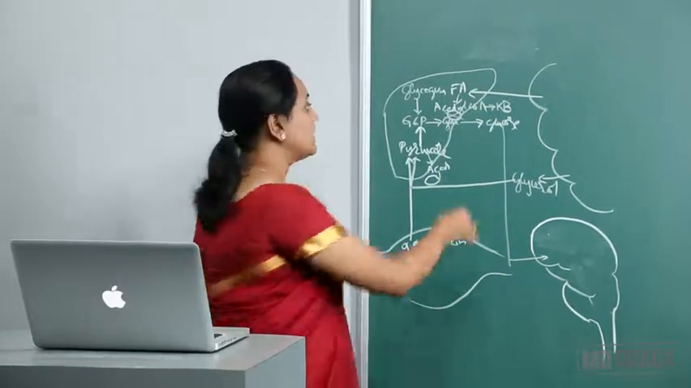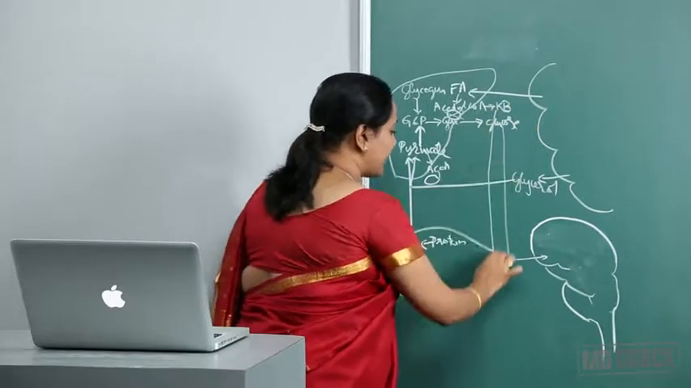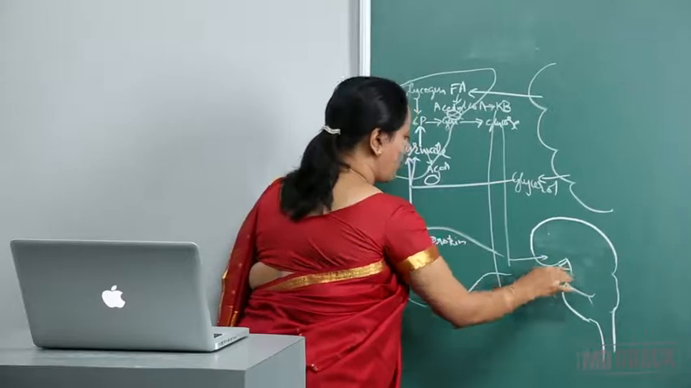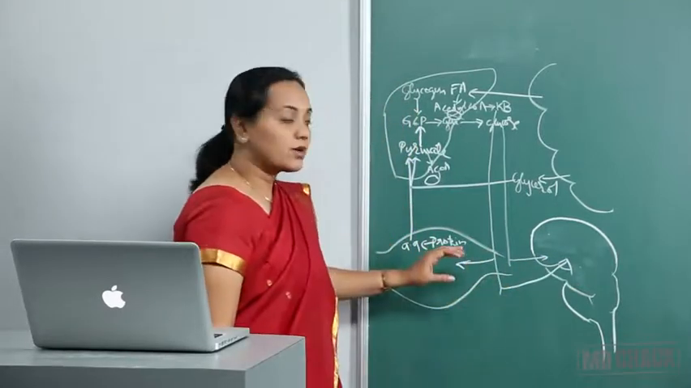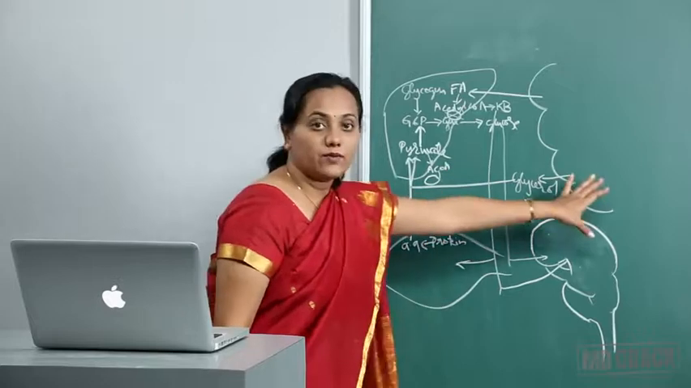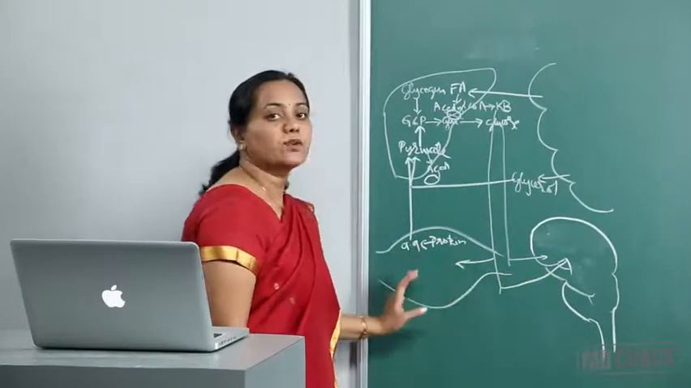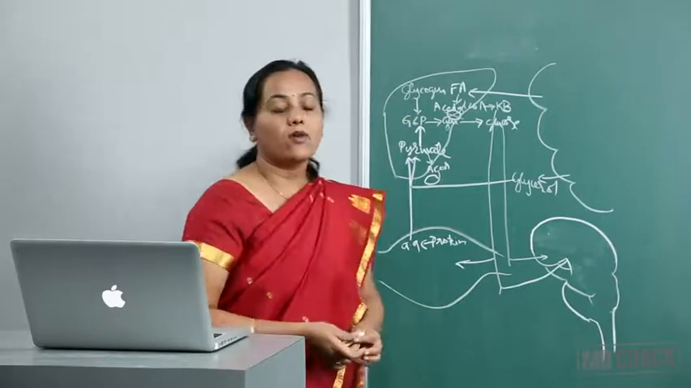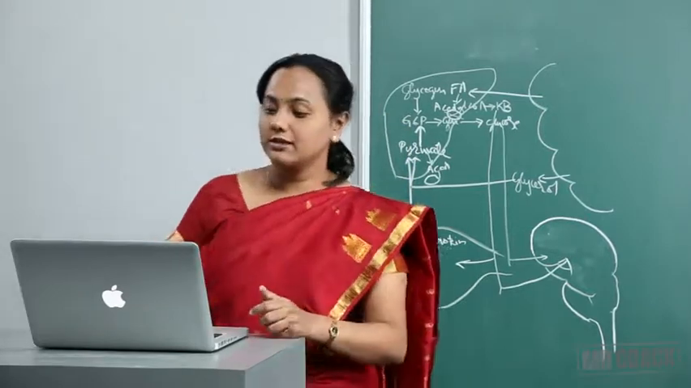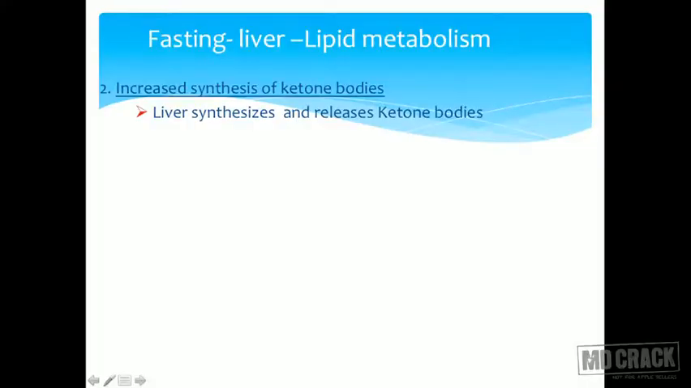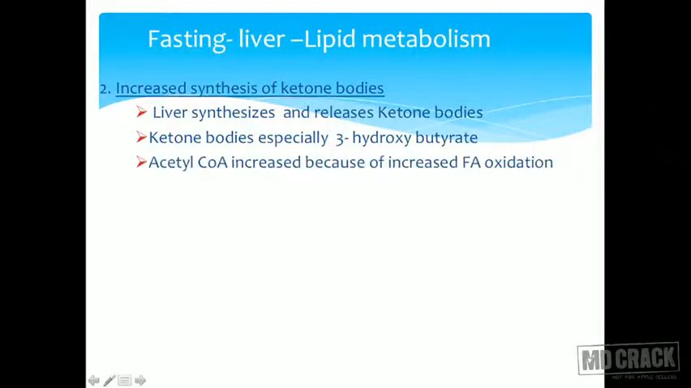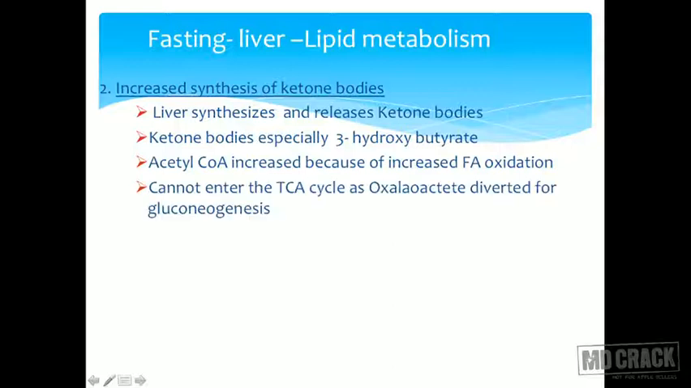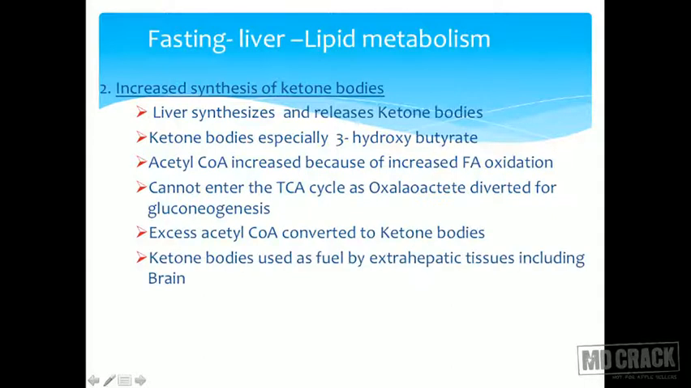From there, where does it go? These ketone bodies will travel and they can provide energy to the brain or to the skeletal muscle. So ketone bodies form an alternative fuel even for the adipose tissue, for the brain and for the skeletal muscle. So the ketone bodies have formed and have been released to the extrahepatic tissues. So the liver synthesizes and releases ketone bodies. Now which is the main ketone body? 3-hydroxybutyrate. Acetyl-CoA, increased because of beta oxidation, cannot enter the TCA cycle, and it enters ketone body formation. And these are used by extrahepatic tissues including the brain.